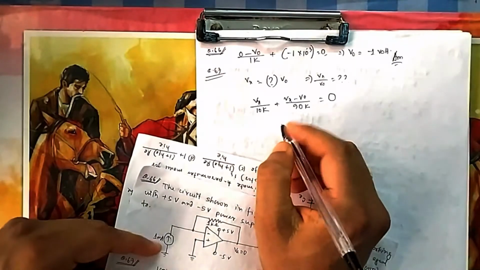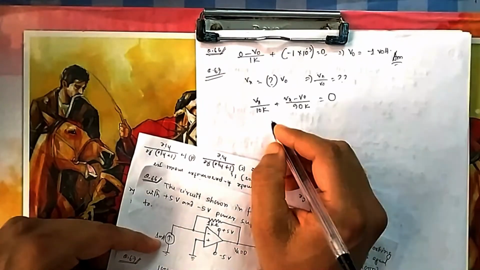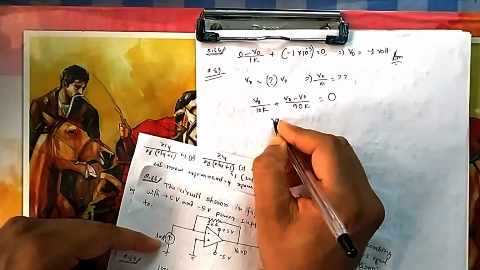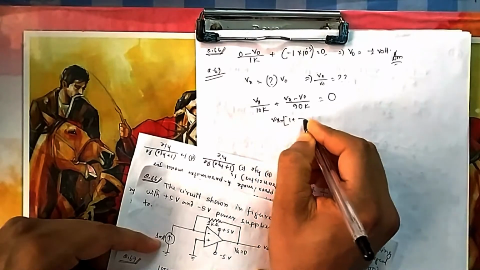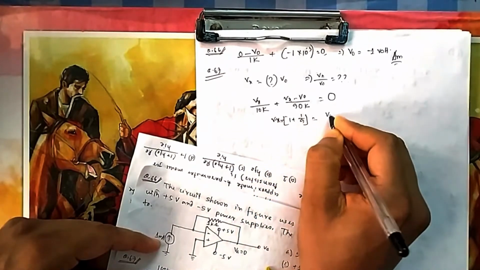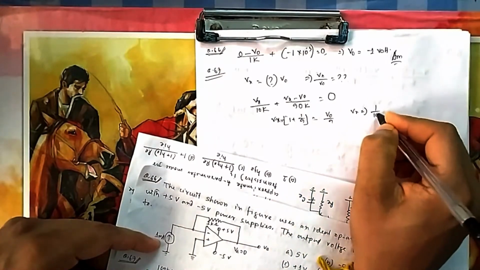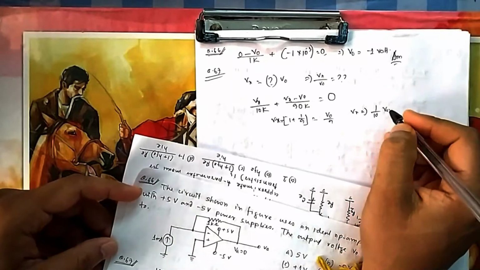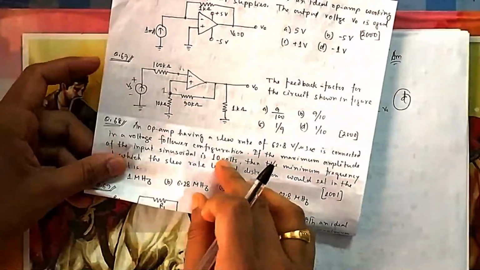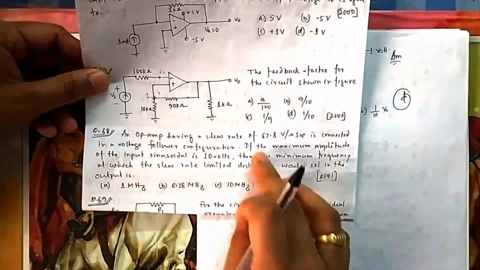If you solve it, you will find the k's get cancelled, the zeros cancel. So Vx times 1 plus 1 by 9 will be equal to V0 by 9, which means your Vx will be equal to 1 by 10 of V0. That is your option D. Okay, in 68 what they are asking: the op-amp having a slew rate of this.